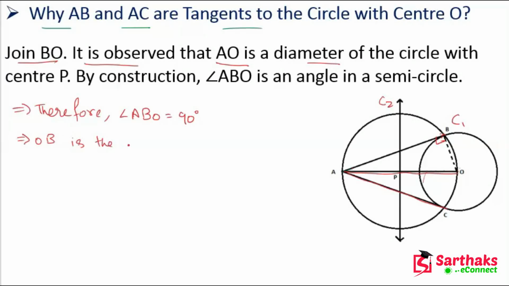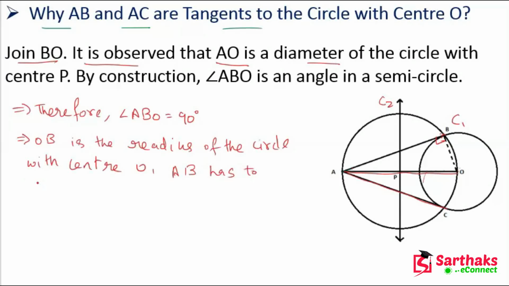So from this, we can say that OB is the radius of the circle with center O, and AB is the tangent through the point B. So my dear friends, this is the justification, this is the proof of why AB and AC are tangents to the circle with center O. Okay, so now let's move on.